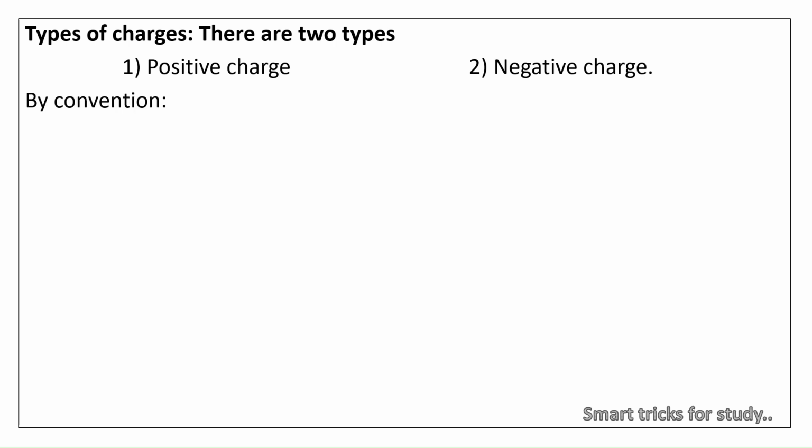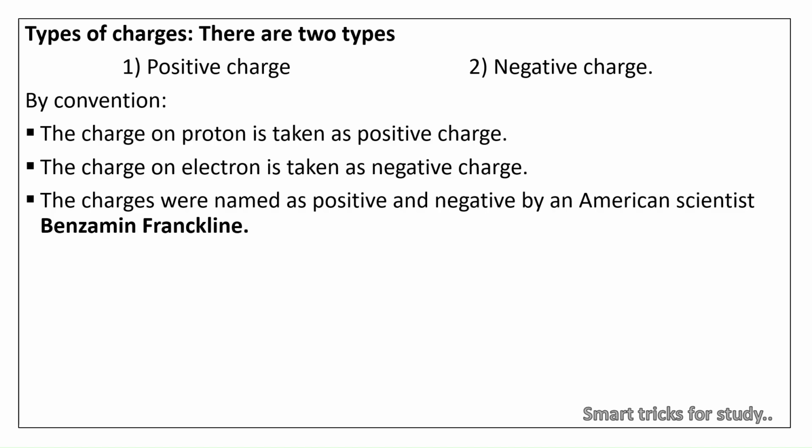By convention, the charge on proton is taken as positive charge. The charge on electron is taken as negative charge. The charges were named as positive and negative by an American scientist Benjamin Franklin.